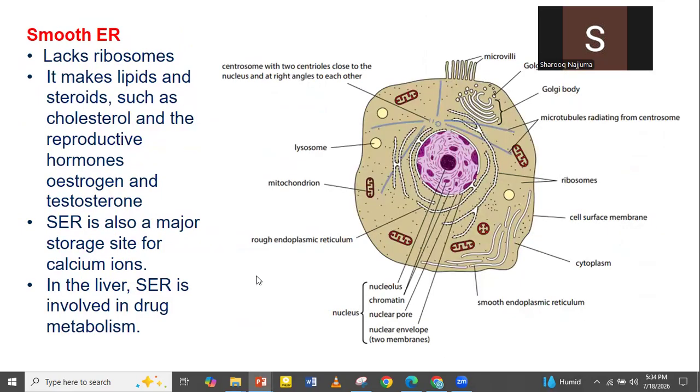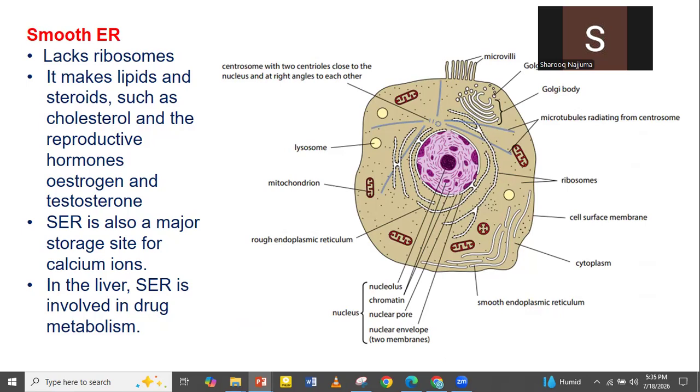The other type of ER is the smooth. You can see the smooth endoplasmic reticulum has no ribosomes. Yeah, it's very smooth. It has no ribosomes. So what is its use? It makes lipids. It makes steroids. I'm sure you've heard about reproductive hormones, estrogen, testosterone, and those are found in the smooth. They are made in the smooth ER.